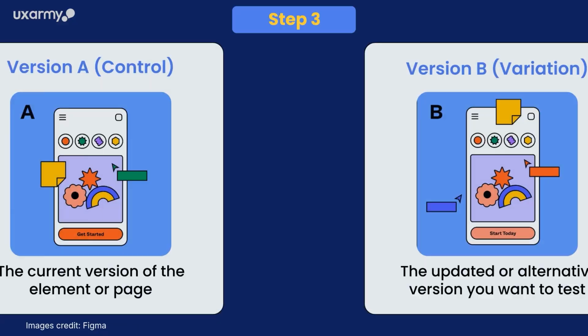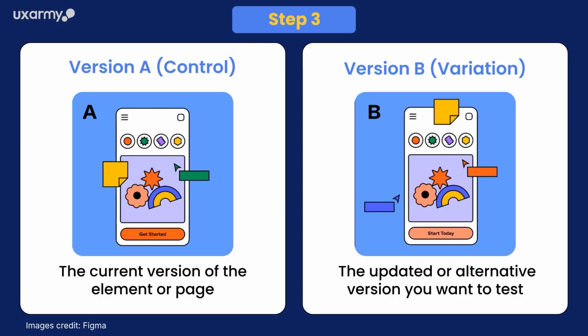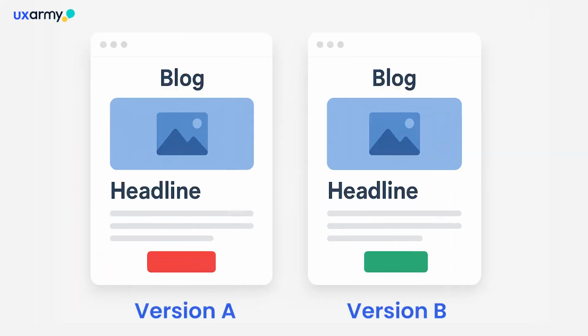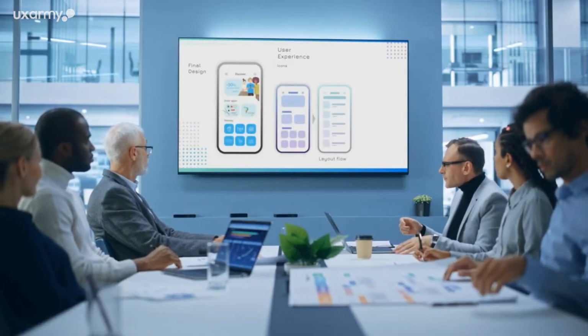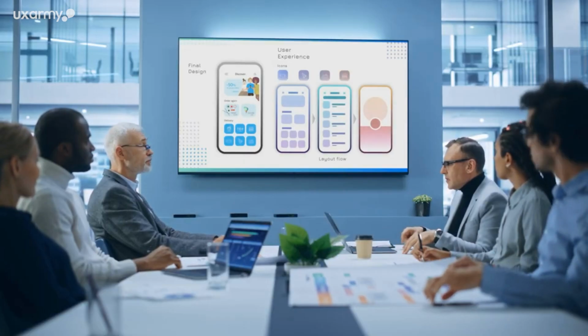Then, you develop 2 versions of your test goal. You can create the following. Control: the current version of the element or page, version A. Variation: the updated or alternative version you want to test, version B. For example, if your goal is to test CTA, your control button might have a red button, while the variation has a green button. Creating variations to test which ones work better with the audience always helps in making informed design decisions.